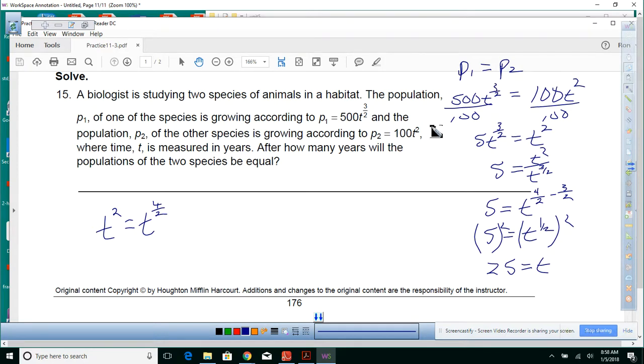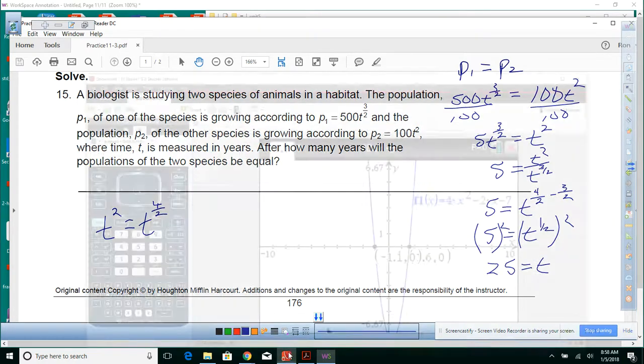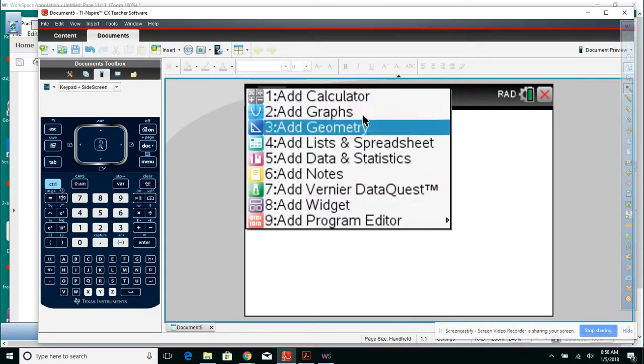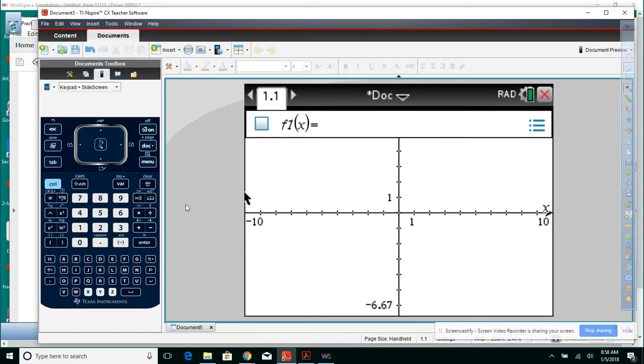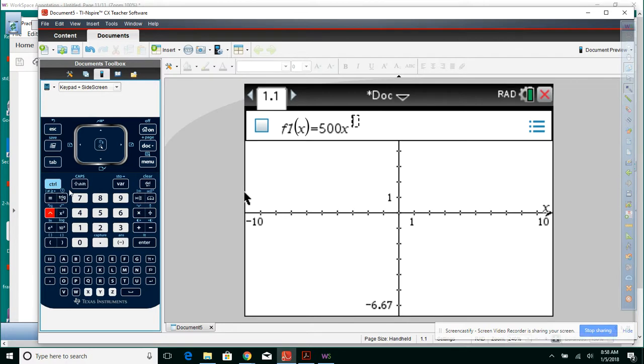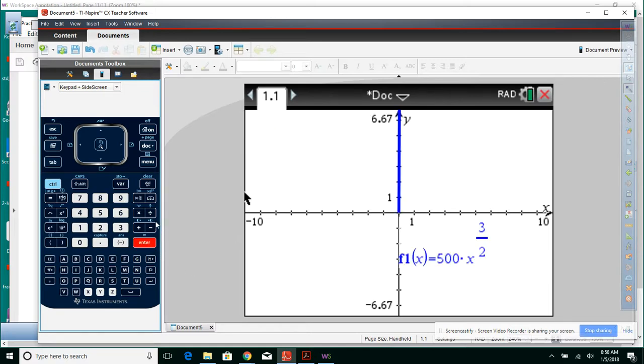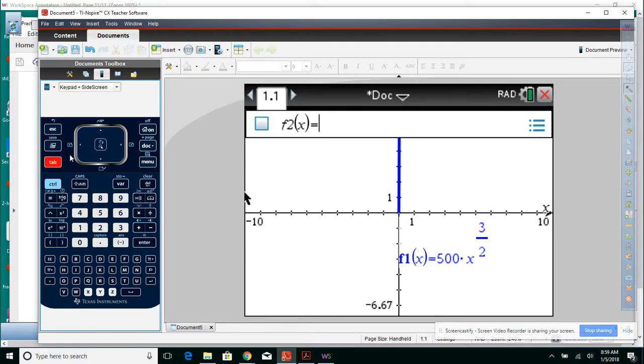You know, what if, Mr. Carpenter, what if I had a hard time solving all that? What would be another way I could do it? Good question. I'm glad you asked. Let's graph both of them. But you got to graph them on separate lines. Okay, so you got 500 x caret 3 control divide 2. 500 x to the 3/2. All right. And then tab, let's graph the other one.